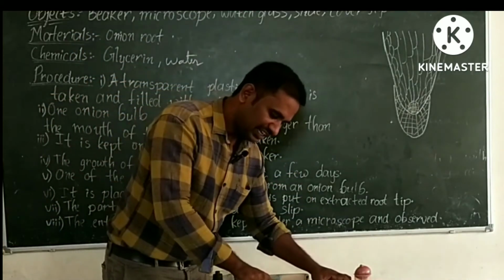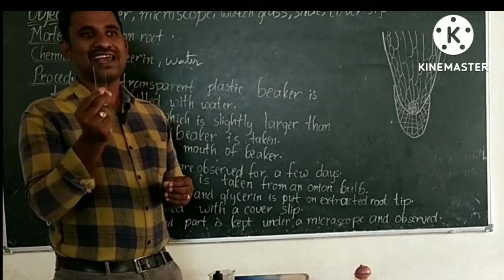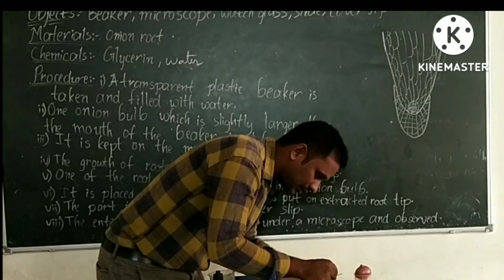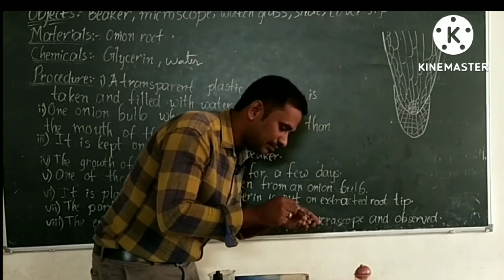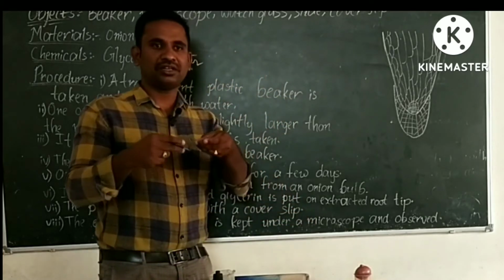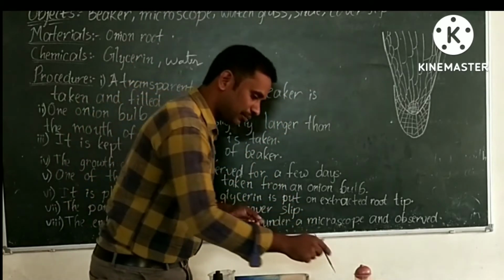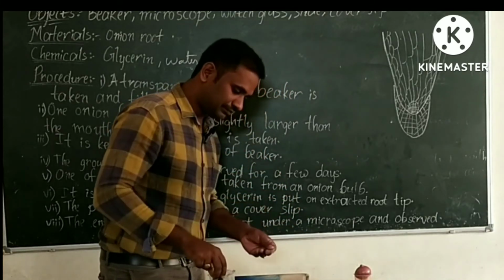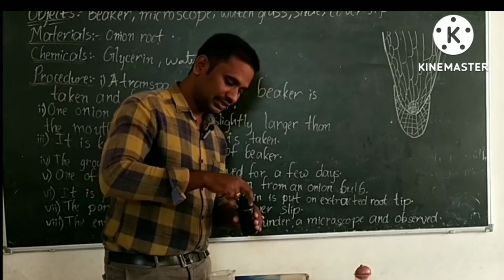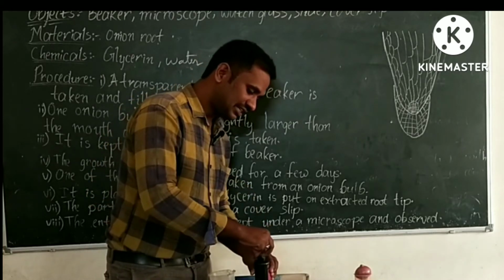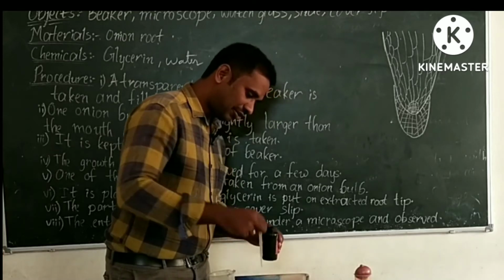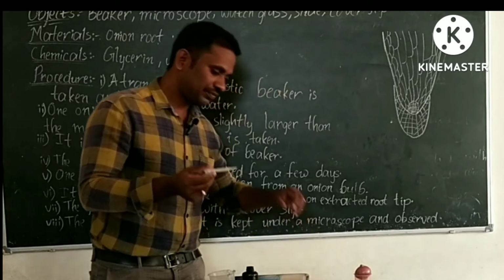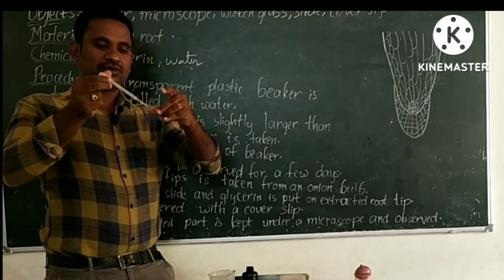Then we take a clean slide and keep the root tip on the surface of the slide. Now we can pour a small water drop, and then take glycerin. We pour a drop of glycerin on the root tip we collected here.